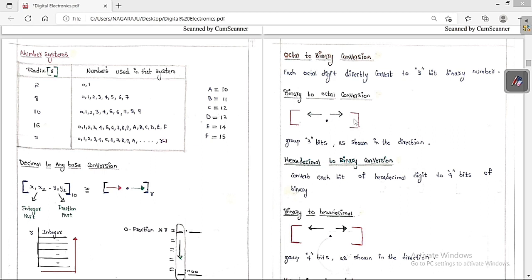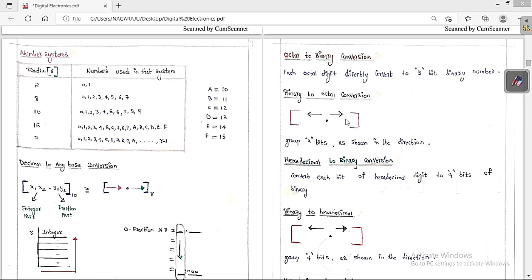If you do this process, and convert each group of 3 bits of binary to octal, then all the values you get are the octal conversion. So group 3 bits as shown in the direction. As I already told you, from the dot, group the 3 bits in this direction, and here group the 3 bits in this direction.